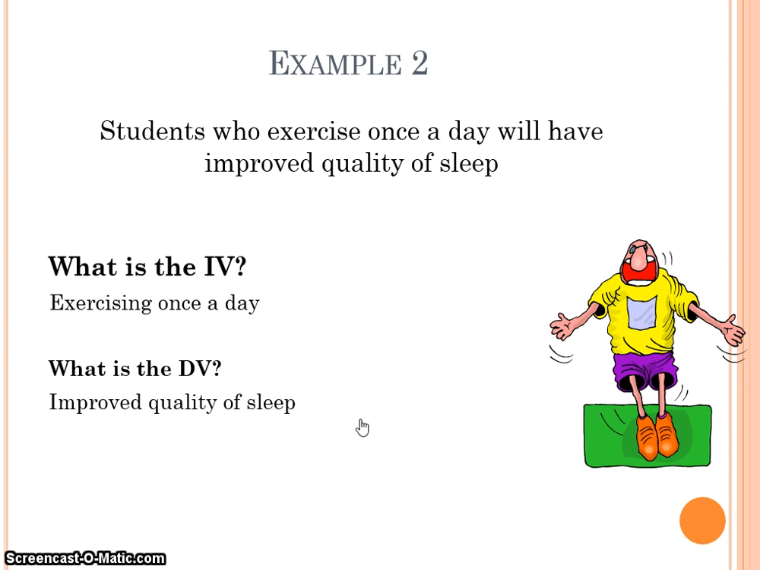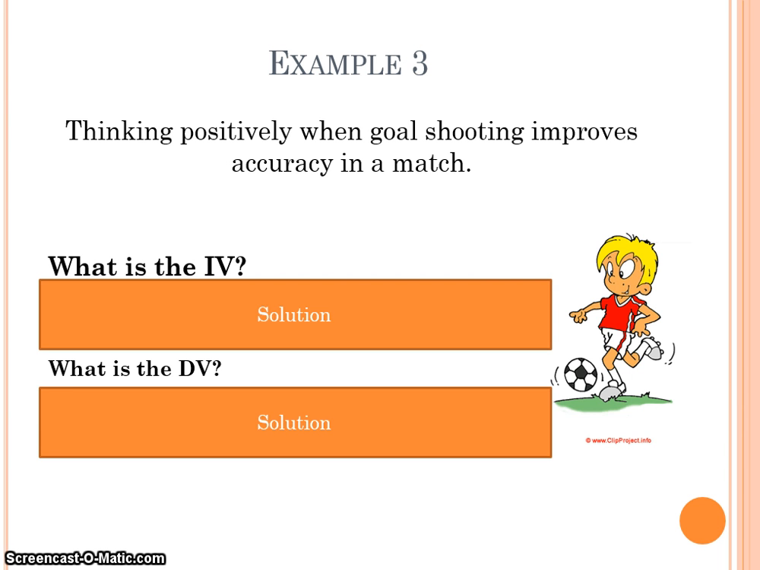Okay, let's do the last one. Thinking positively when goal shooting improves accuracy in a match. What will be manipulated or changed, and then what participant behaviors or experiences will be recorded? Again, pause the PowerPoint, record your answers, and then click Start to see the results.